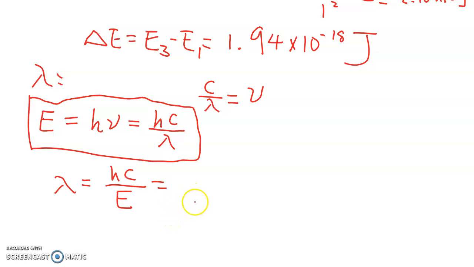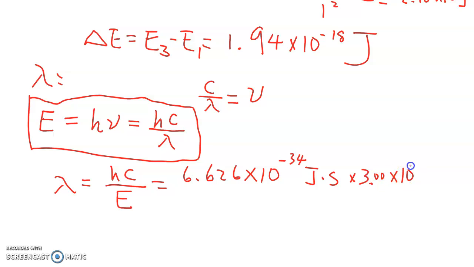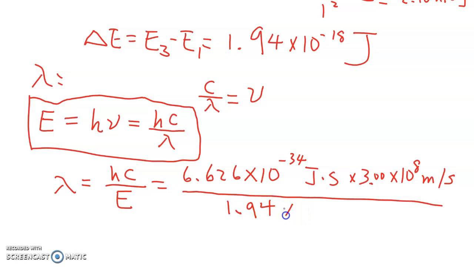H is the Planck constant. It is 6.626 times 10 to the negative 34 power. The unit is joule second. Okay, C over here is the speed of light. So speed of light is equal to 3.00 times 10 to the 8th power meters per second. Okay, and energy is over here. That's the one we have calculated. That is equal to 1.94 times 10 to the negative 18 joule.